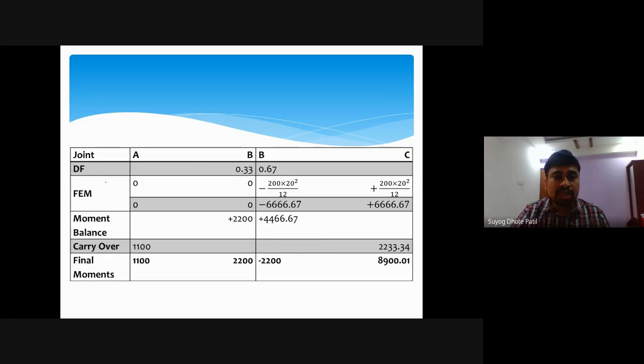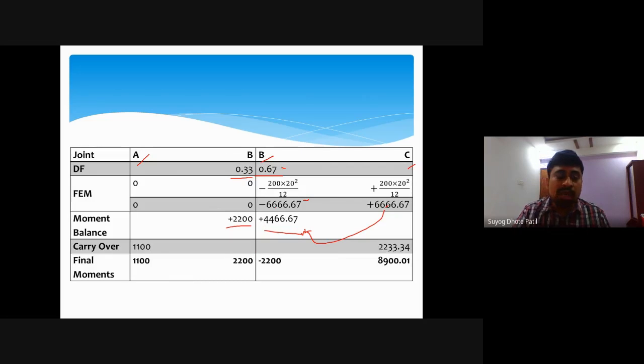So this is joint A, this is joint B, and this is joint C. This is the distribution factor we have calculated. This is the fixed end moment, it is a minus value, and this is the plus value. To nullify this, we will have the plus 6666.67 value here. Now this value will be distributed over these two beams. So 6666.67 into 0.33 gives this value, and 6666.67 into 0.67 gives this value.